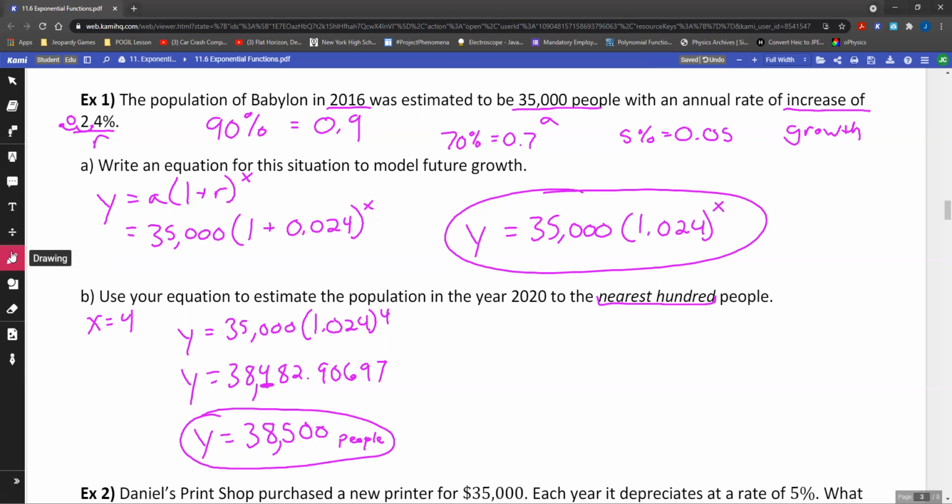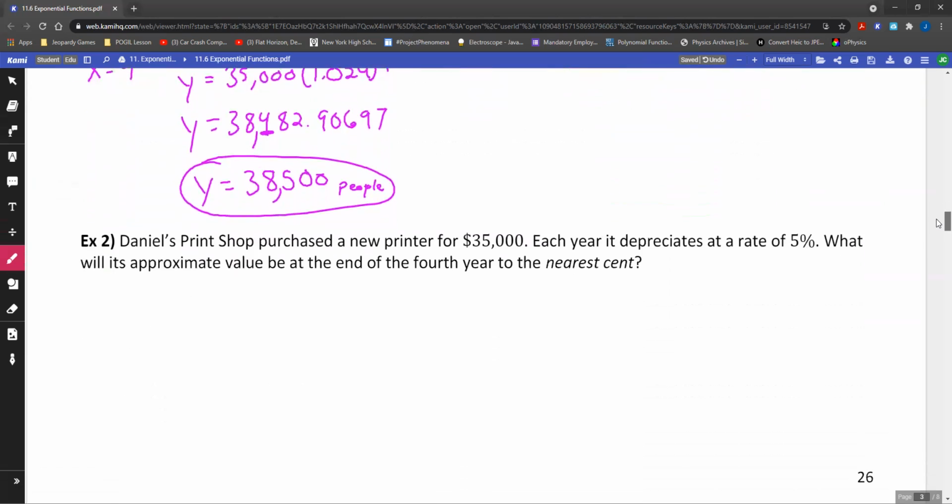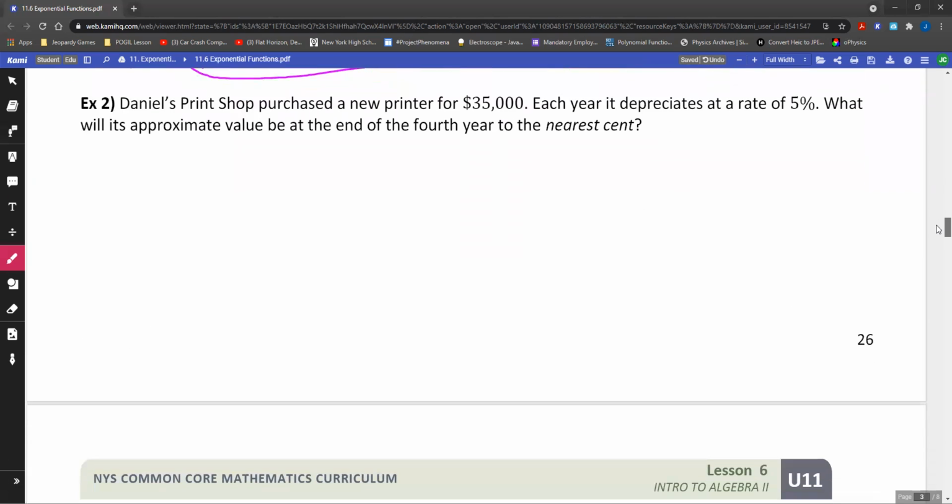All right. We'll see another example. So here's another one. Similar idea. They want us to figure out what the final value is after 4 years. So we do the same idea. Here it depreciates. That's just another way of saying that it goes down. So this is exponential decay.